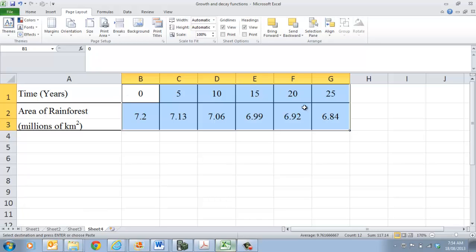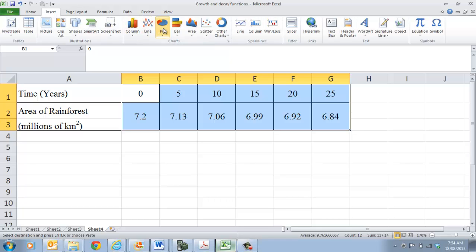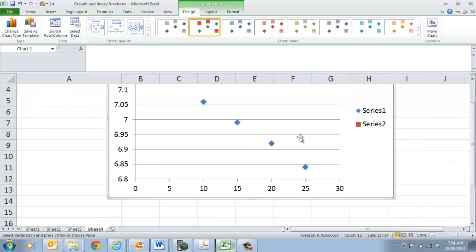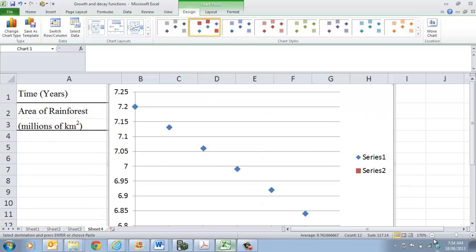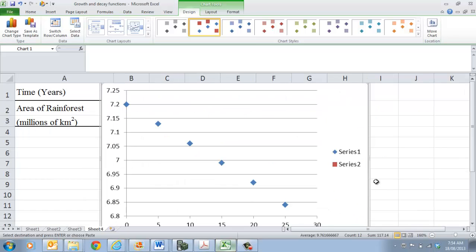So if I want to do a graph, I just simply have to highlight that information, and then I can actually do a scatter graph. I'll just make that a little bit smaller. So here I've got my data. It's got the years on the bottom, and it's got the amount of hectares over there.